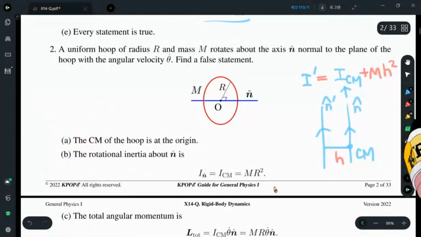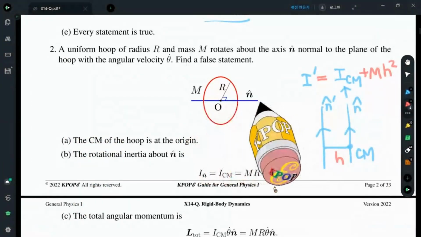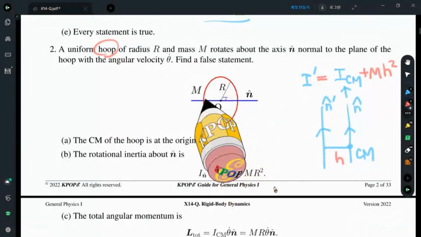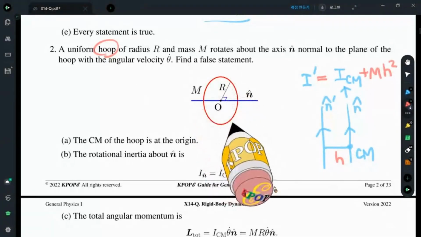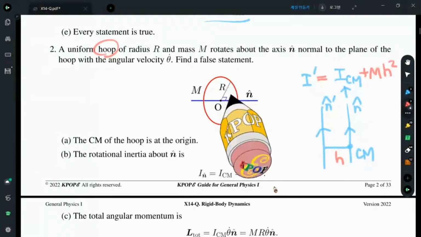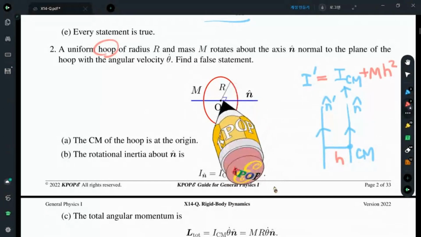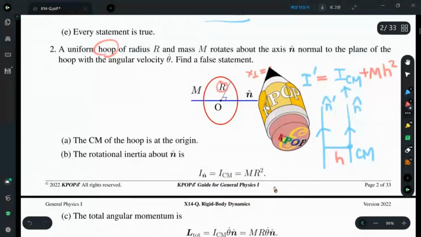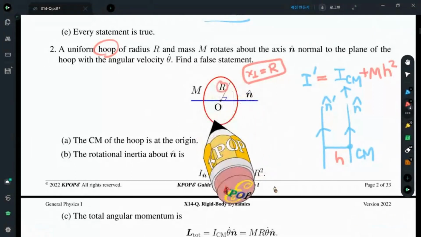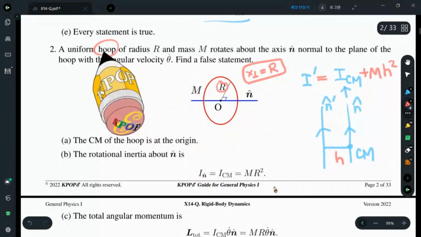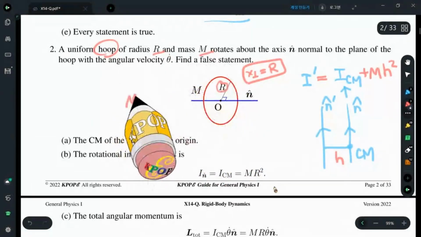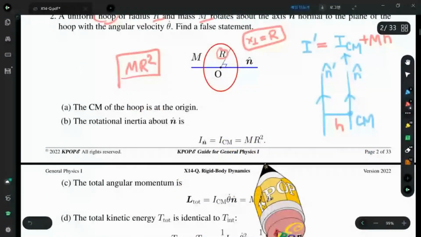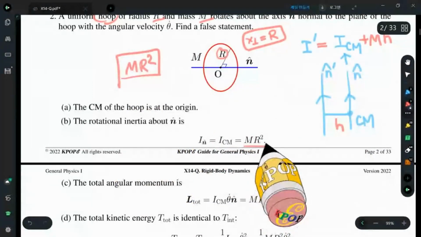Now, let us make use of those results. If I choose the axis of rotation that is perpendicular to a hoop, a hula hoop, you know what a hula hoop is. It's empty, just like a thin pipe. So we ignore the thickness of this thin pipe. Then from the axis of rotation, any point has the perpendicular distance x_perp that is identically equal to r. So the rotational inertia about this axis n hat of this hoop with radius r and mass m is simply m r squared. The CM of the hoop is at the origin, correct.